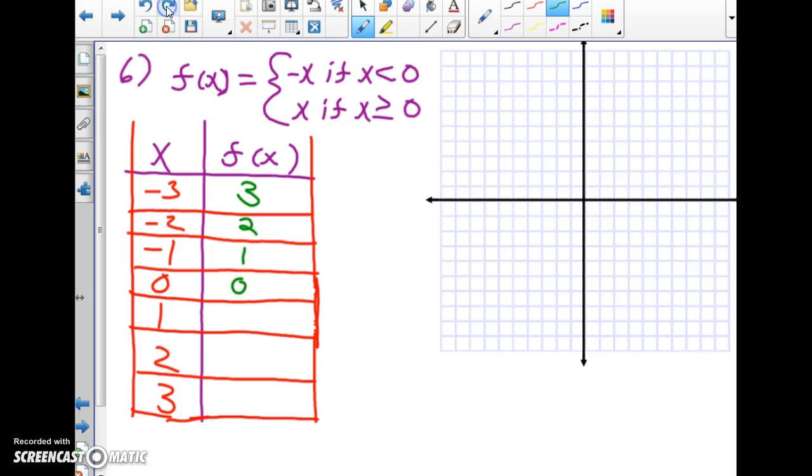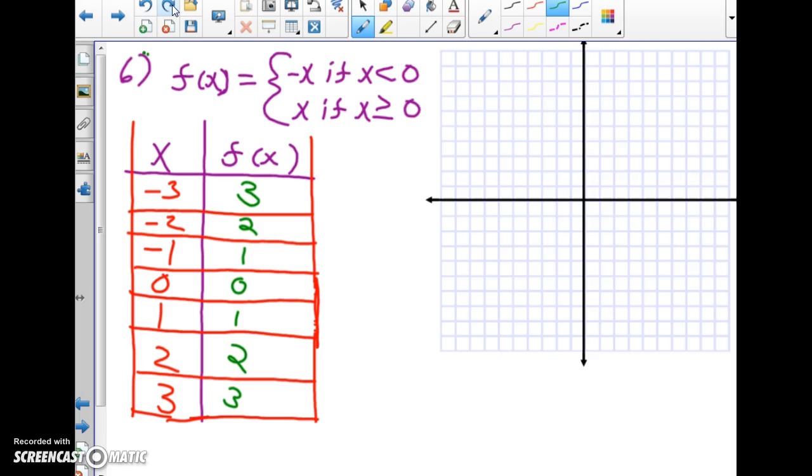How much would it equal? 0. If x is 1, top or bottom? Bottom. How much would it equal? 1. If x is 2, top or bottom? Bottom. How much? 2. If x is 3, how much? Bottom, 3. Right? There you go. Easy. Okay, everybody understand? Now we're going to put these points on the graph.